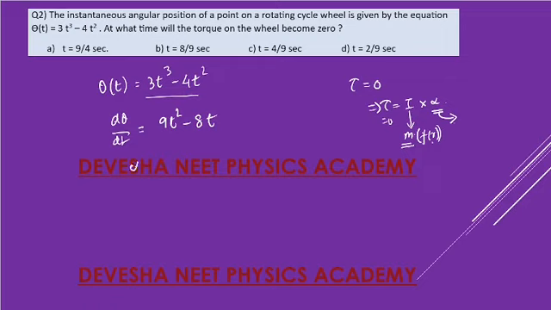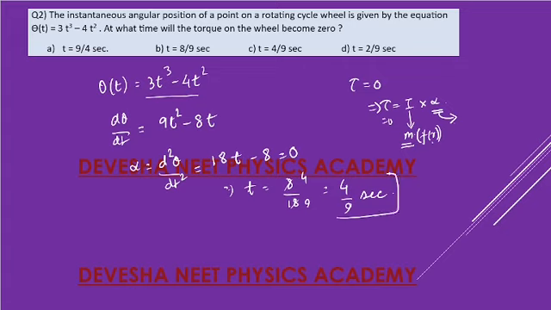And what is the angular acceleration? Angular acceleration, d2 theta by dt2, is equal to 18t minus 8, which is equal to 0, right? Because if alpha has to be 0, then this has to be 0. It means t is equal to 8 by 18, which is 4 by 9 second. Okay, this is the answer. So the answer is the third option here.